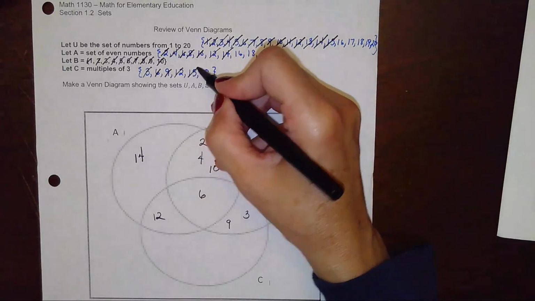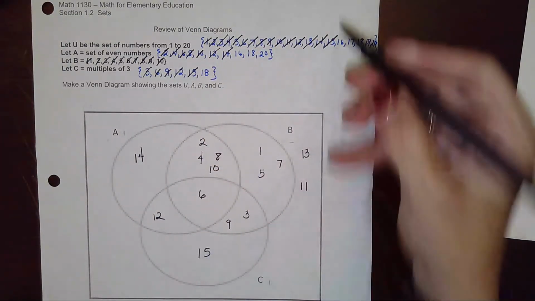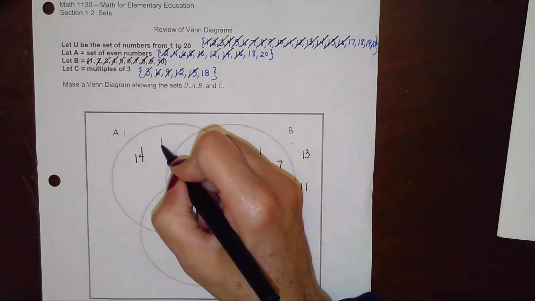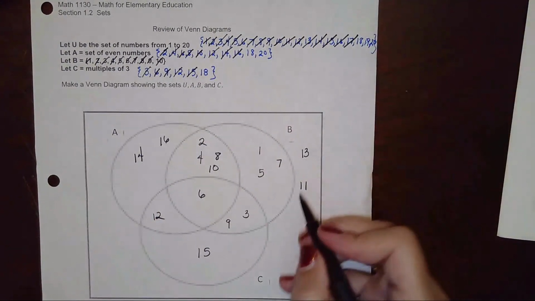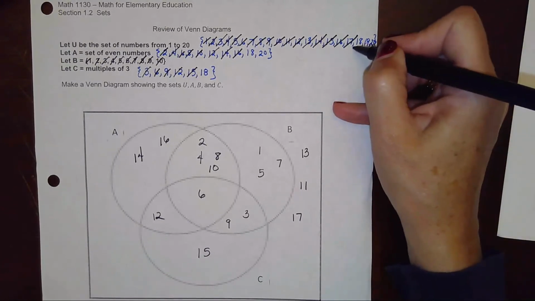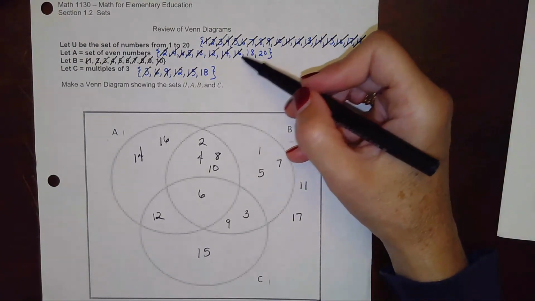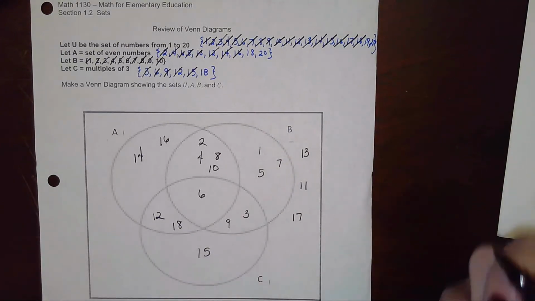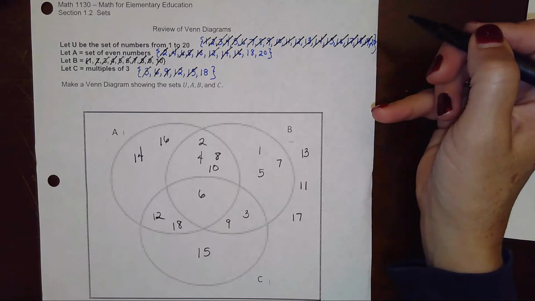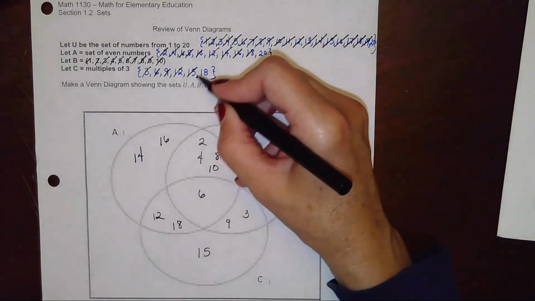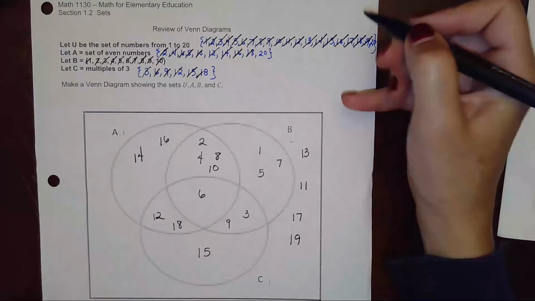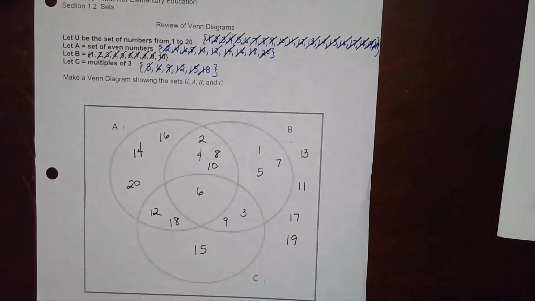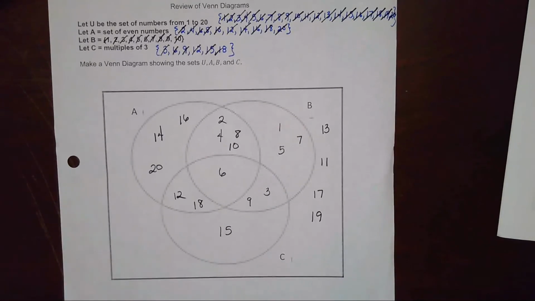15 looks like it's just C. 16 looks like it's just A. 17 belongs on the outside. 18 looks like it's A and C, but not B. 19's on the outside, and 20 looks like it's just A. All right, so that's how you can sort out data.